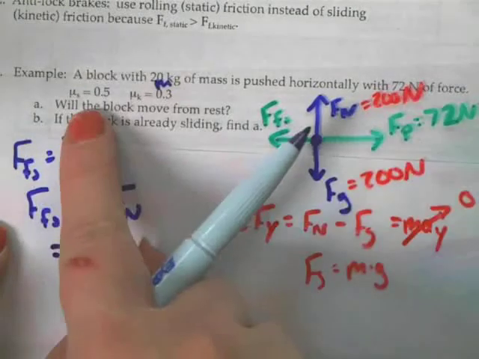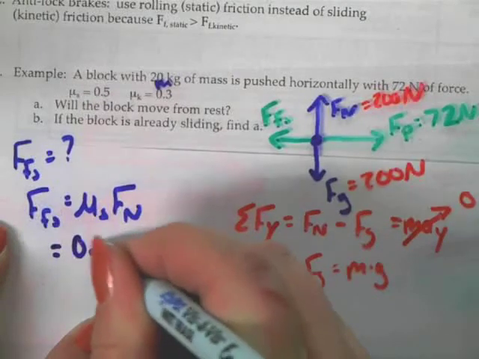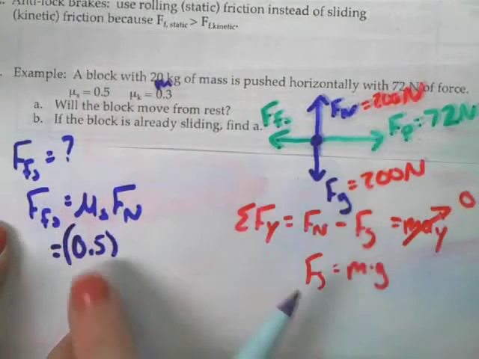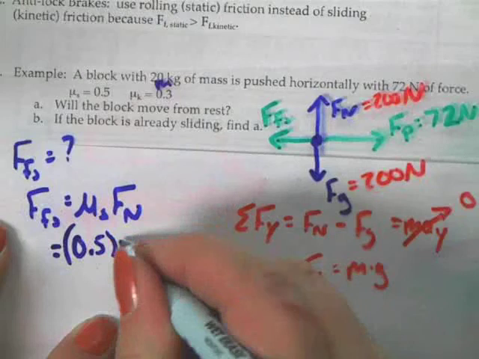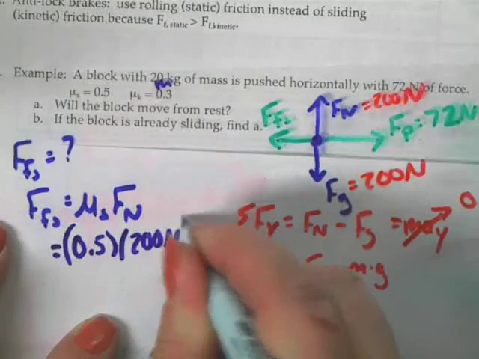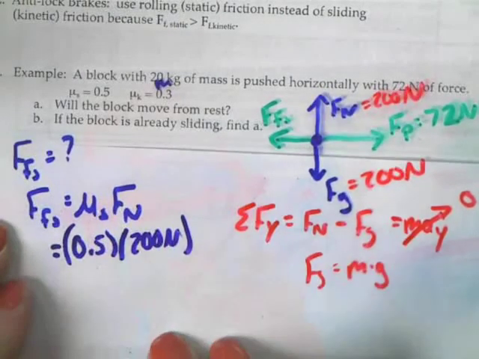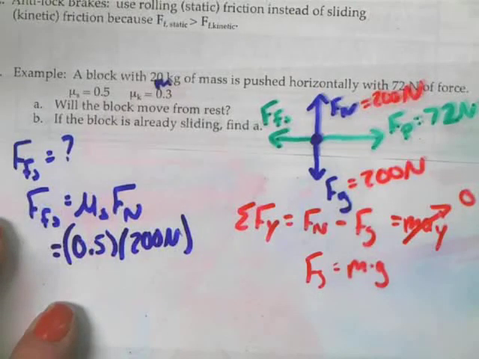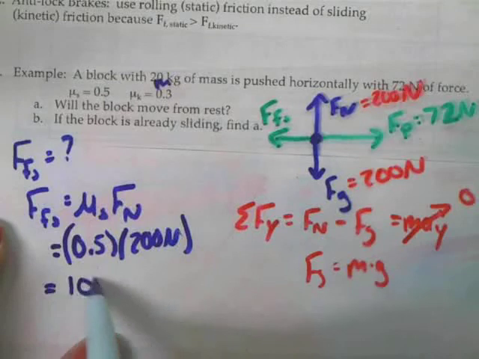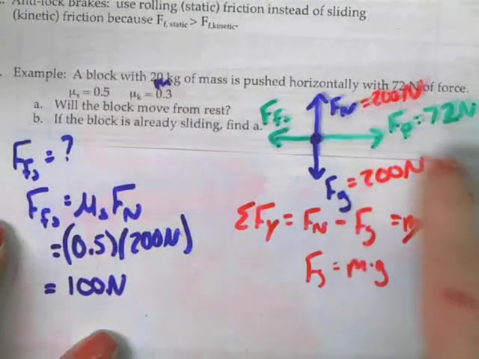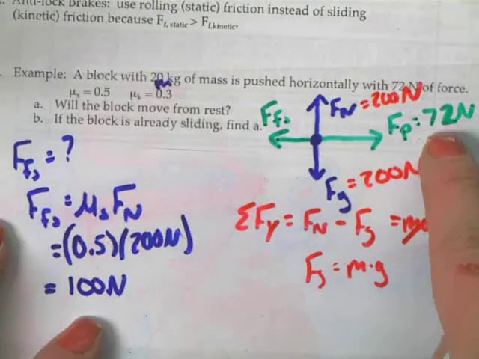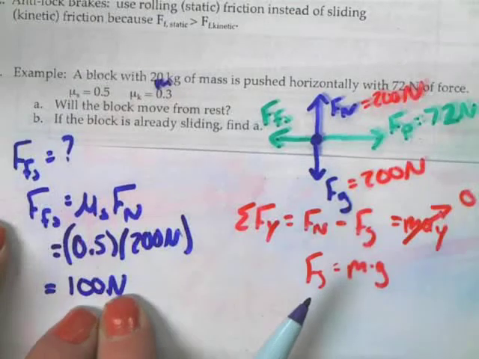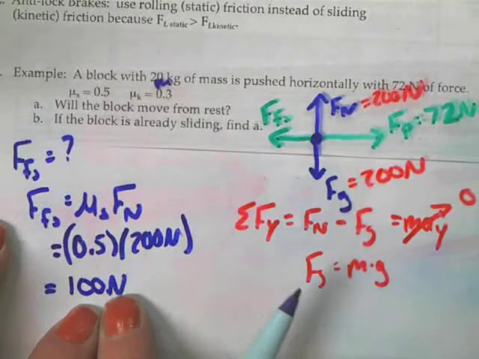Okay. Do I have enough now to solve for the force of static friction? Yes, we do. So the force of static friction is equal to the coefficient of static friction, 0.5, I know it feels weird not to have units, times 200 newtons. When you use this equation, this is calculating the maximum static friction that can occur between these two surfaces with this normal force. So that's 100 newtons.